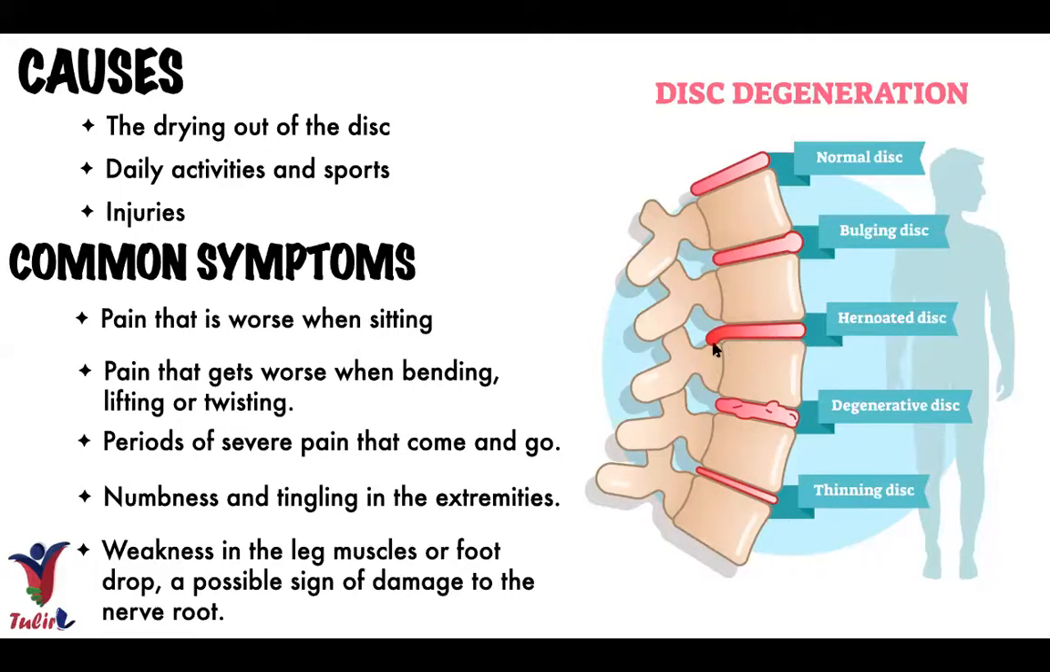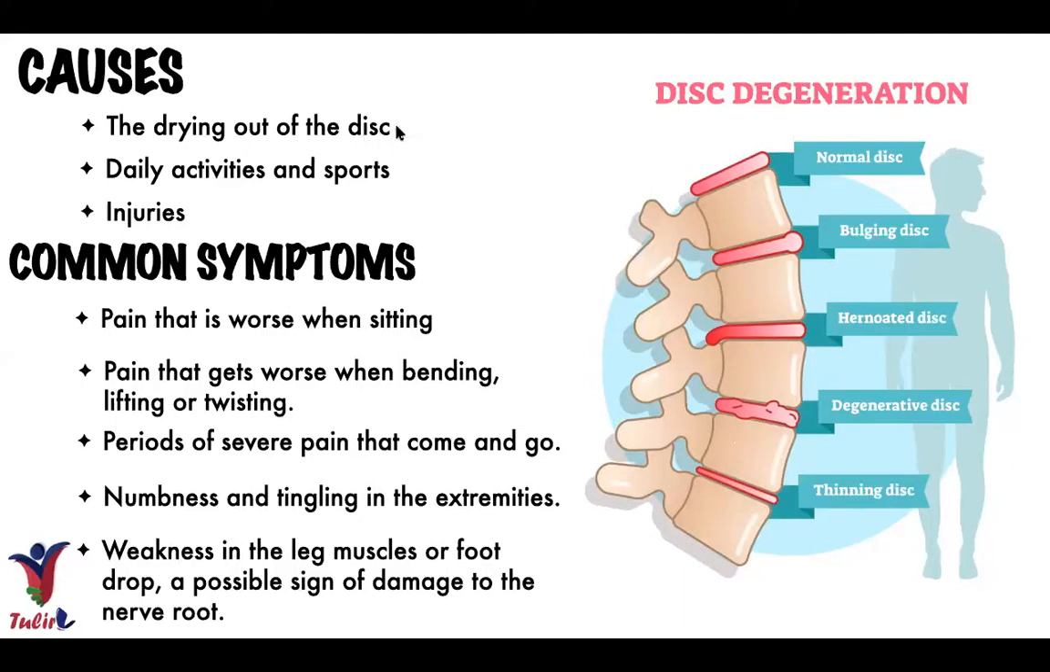And the herniated disc is where the inside part, the gel-like substance, breaks out of the outer part and then flows out into the vertebral canal itself. This is a degenerative disc. The disc gets degenerated over time, just like wearing out. Thinning of the disc is where the disc gets thinned out. There are various causes for it.